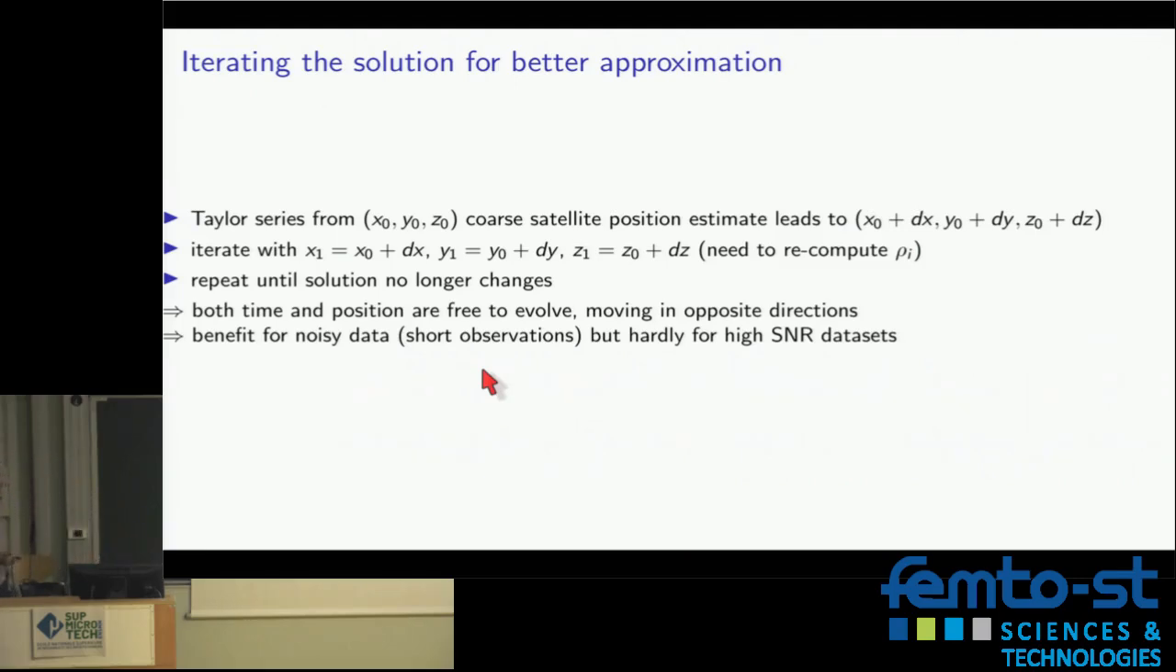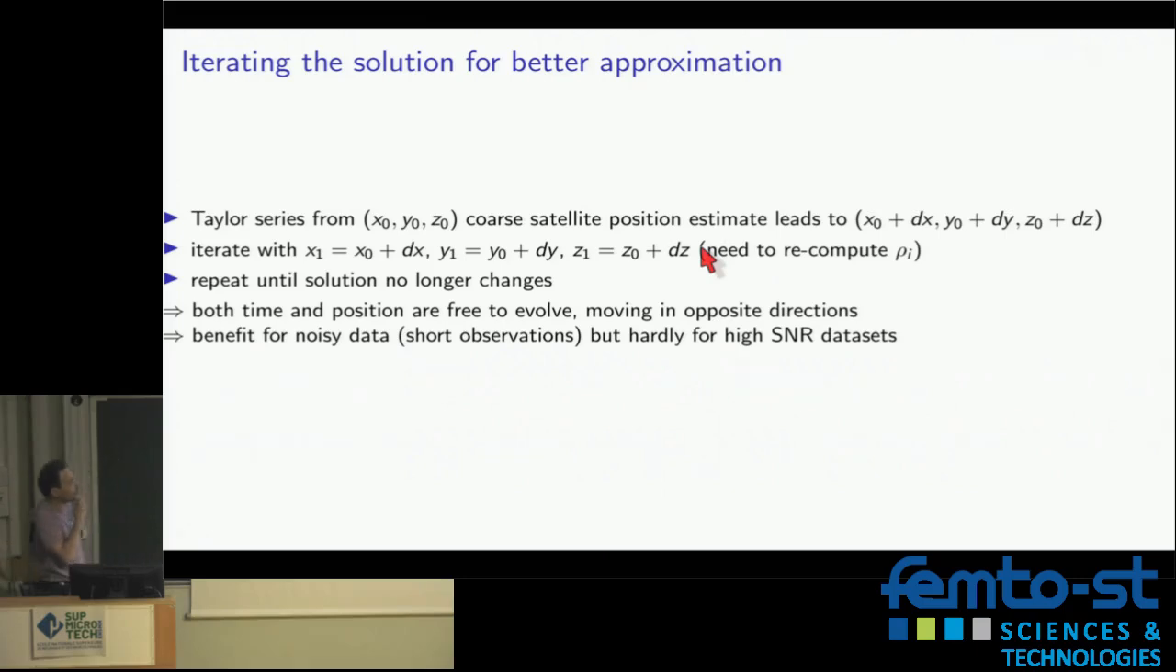So what can we do? First of all, if you read how people solve GPS, they actually iterate, because you're doing a Taylor series, and your Taylor series is only as good as the linearization you did. And usually in GPS, they will iterate this 3 times. So they will make 3 iterations until they converge.